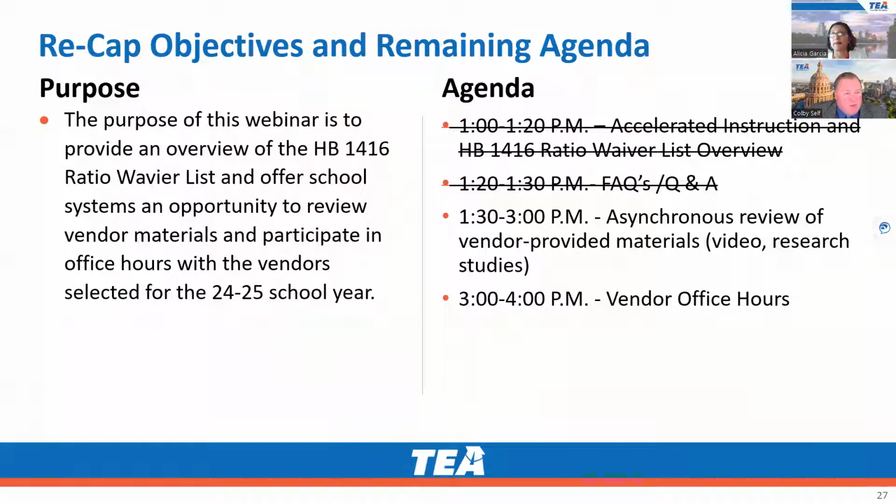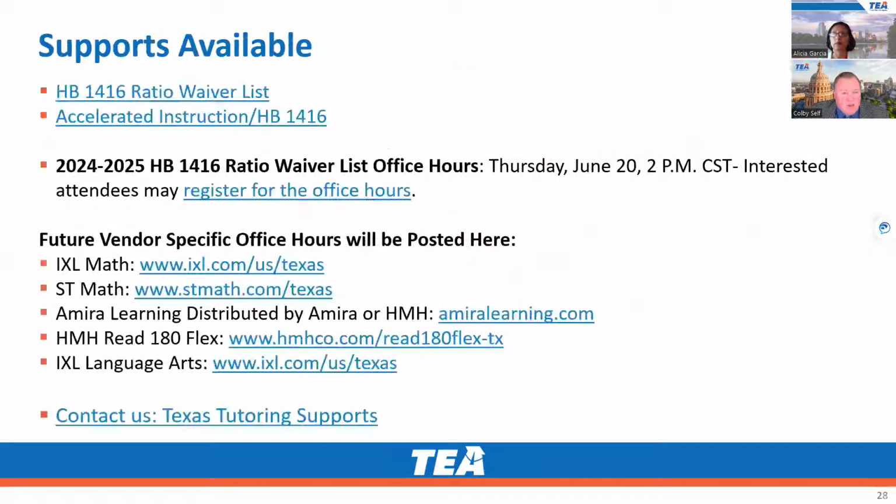Just to recap, we hope we've given you a general overview of the House Bill 1416 ratio waiver list. And now we're going to move on to our next part, the asynchronous review of the vendor provided materials. And then we're going to have a chance for the office hours. So we're going to navigate to the web page next.